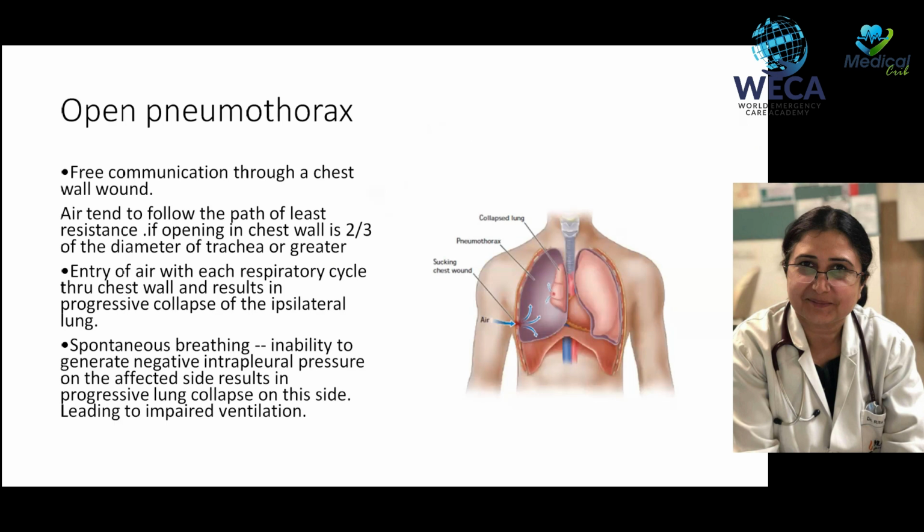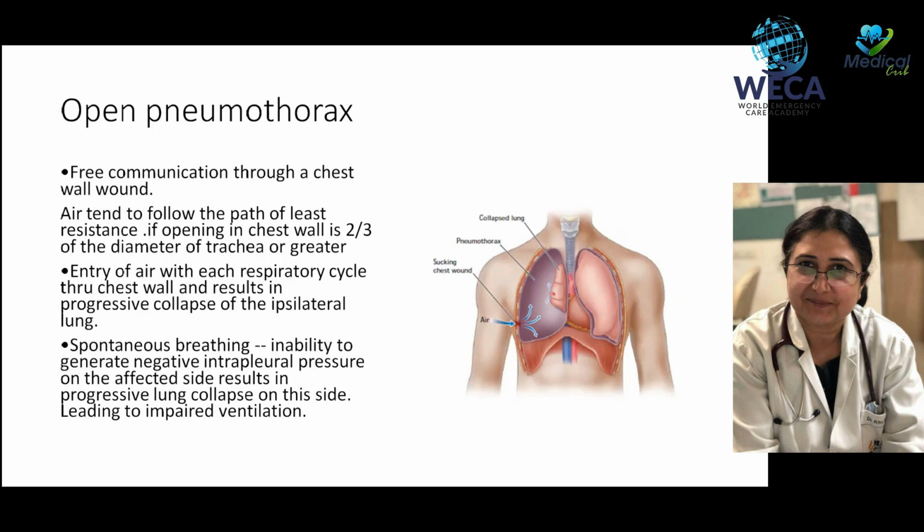Open pneumothorax. There is a free communication between the atmosphere and the pleural cavity through a chest wall wound. Air tends to follow the path of least resistance if the opening in the chest wall is 2/3 of the diameter of the trachea or greater. The entry of the air with each respiratory cycle through the chest wall will result in progressive collapse of the ipsilateral lung. A spontaneously breathing patient has inability to generate negative intrapleural pressure on the affected side, which results in progressive lung collapse on this side, leading to impaired ventilation.